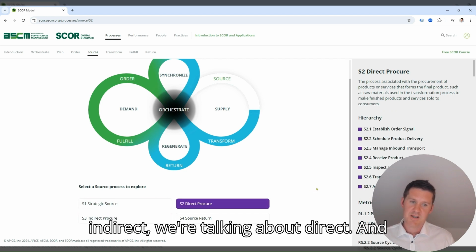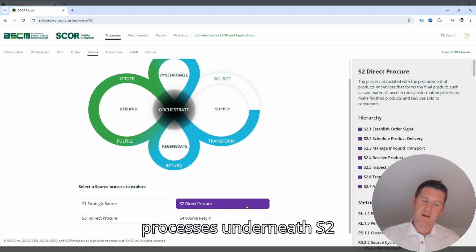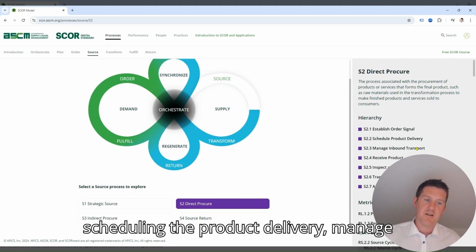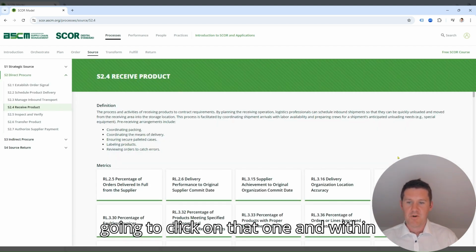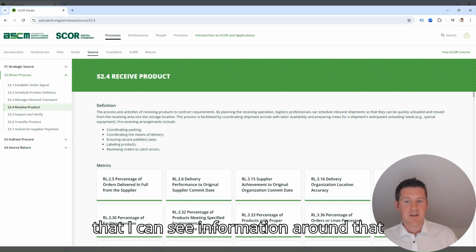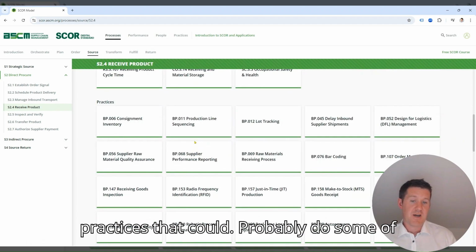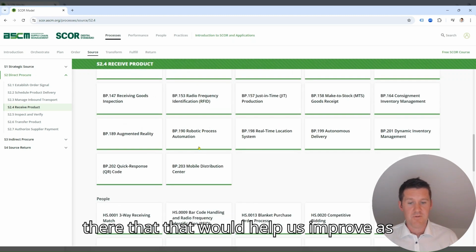We're talking about direct. And now I can see here there's a number of processes underneath S2 direct procure around creating the order, scheduling the product delivery, manage inbound transport, receive product. I'm going to click on that one. And within that, I can see information around that step. I can see some best practices that could probably do some of these already. There could be more in there that could help us improve as proposals.